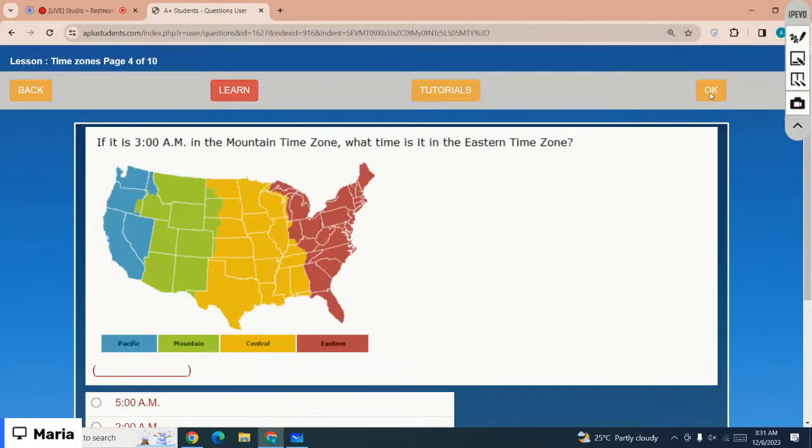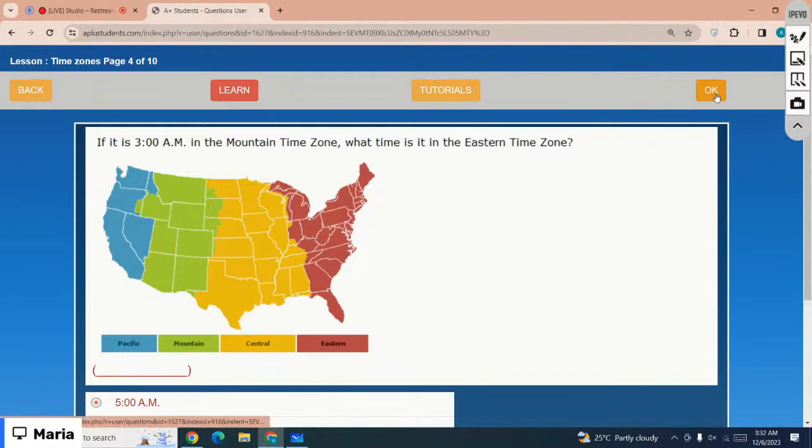Okay, if it is 3 a.m. in the Mountain time zone, what time is it in the Eastern time zone? Right? Here is Mountain and here is Eastern. So from Mountain to Eastern, you have a distance of 2, right? That means Eastern is 2 hours ahead, because Eastern is on the right hand side. So you need to add 2 to Mountain. So 3 plus 2 is 5. So in the Eastern time zone, it is 5 a.m.